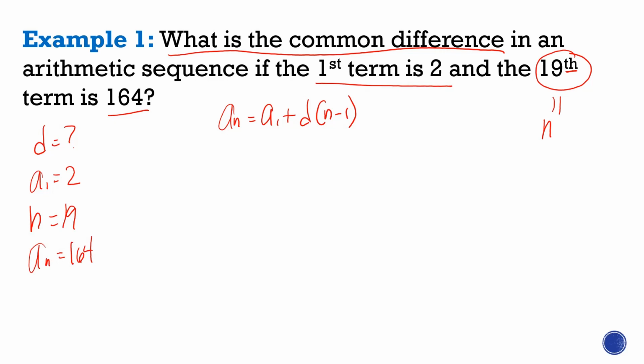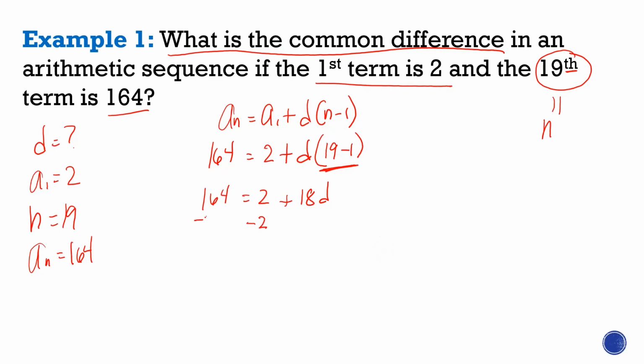So after knowing the values of these variables, a1, n, and an, we just need to substitute those numbers into the formula. So this is 164. Our a1 is +2. We don't know d. 19 is the value of n. Let's solve this. What is that? That's 18, right? So 18d. Bring down 2 and then 164.